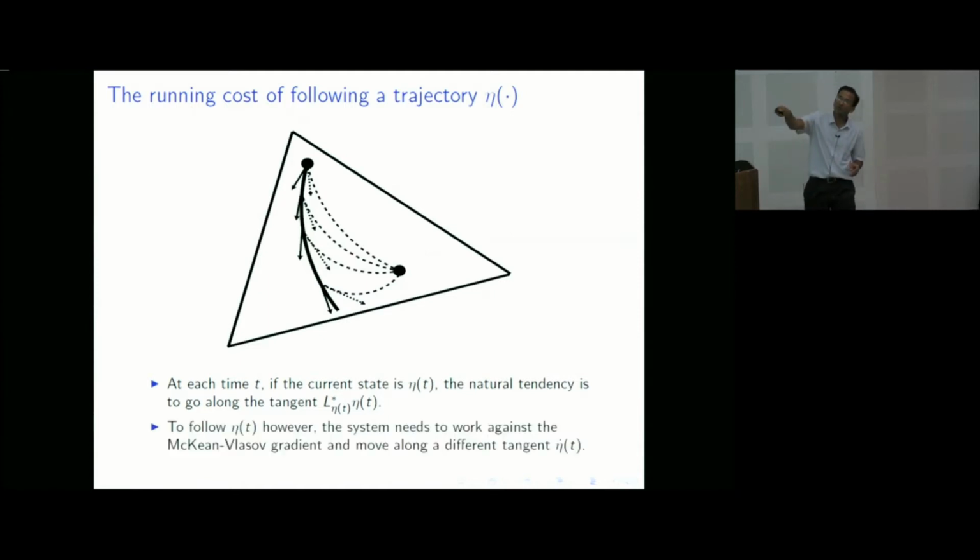But to follow eta of t, however, the system needs to work against this gradient. So you must follow this against the McKean-Vlasov gradient, move along a different tangent. And that tangent we know, because we are looking at a particular path, so eta dot of t. So this incurs some running cost, the cost of moving along this direction locally instead of this direction. So that's this Lagrangian evaluated at the current position and the direction along which I should go. Now if this eta dot of t were actually this, then the cost is 0, but we have to move along this direction.